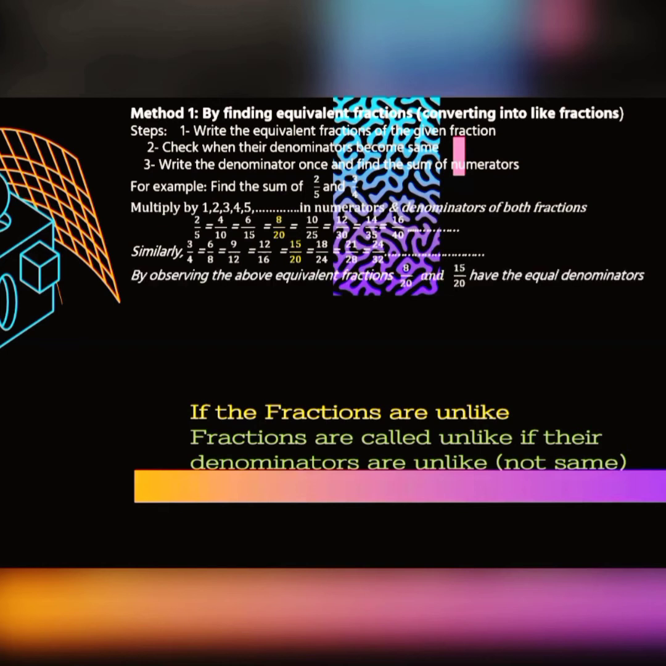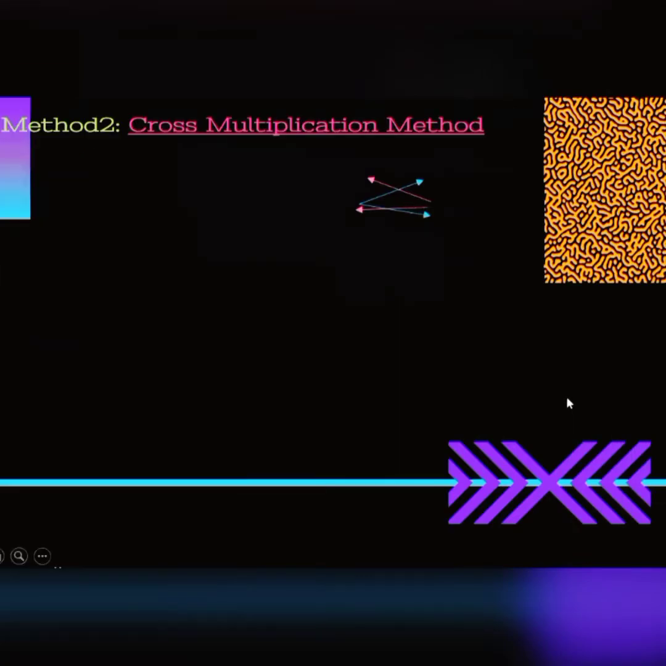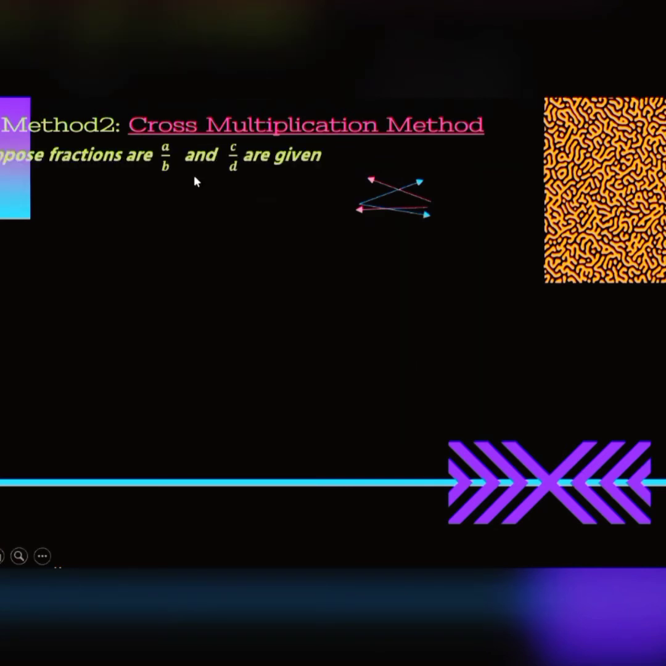Now we need to add only the numerators. 8 plus 15, it will be 23 upon 20. This is the sum of 2 upon 5 plus 3 upon 4. Got it? Now the next one is by doing the cross multiplication method.